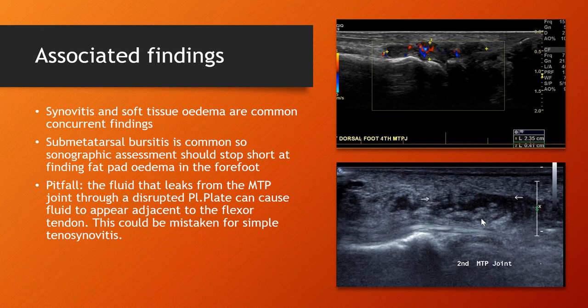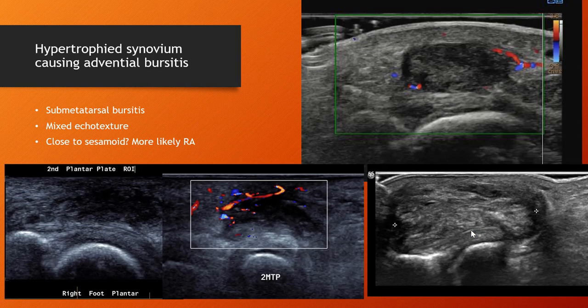So if you think of the plantar plate as like the capsule of the joint, so a disrupted joint, obviously the synovial fluid from within that joint is going to leak out through the tear and accumulate just because of gravity in the sole of the foot. And sometimes that fluid accumulates around the tendon as well, and so it could be mistaken for just simple tenosynovitis.